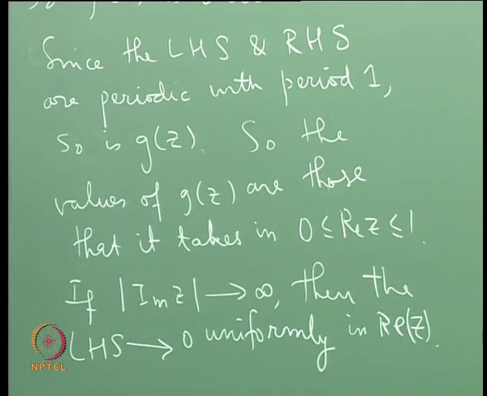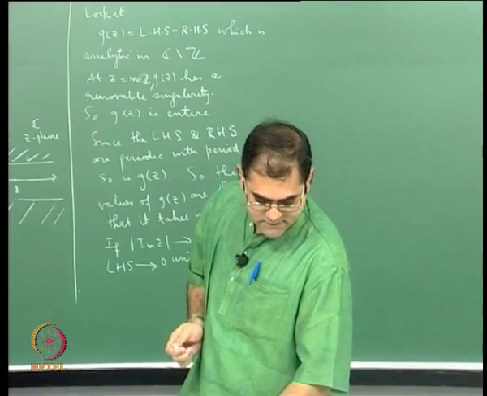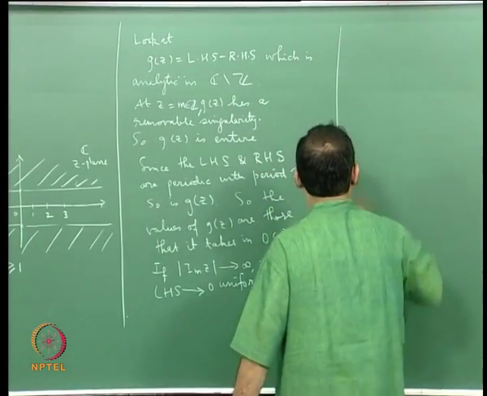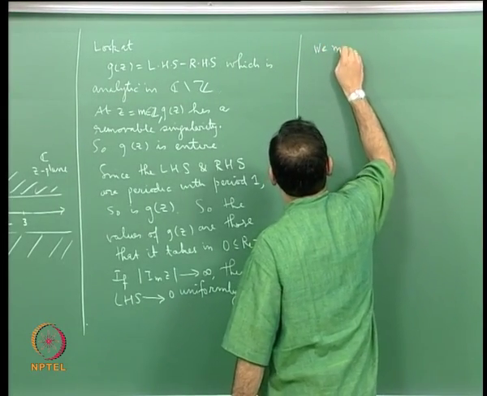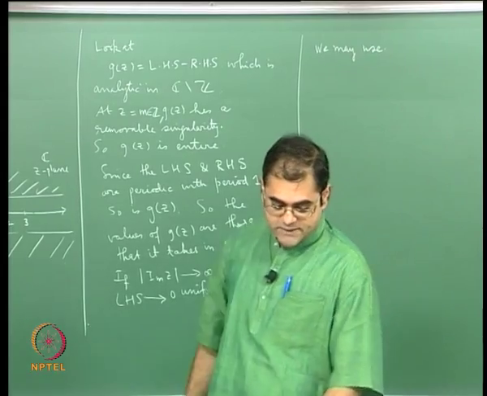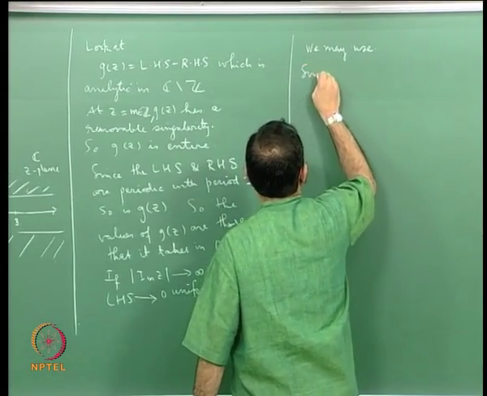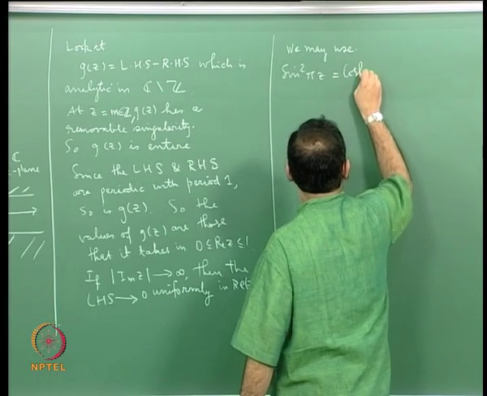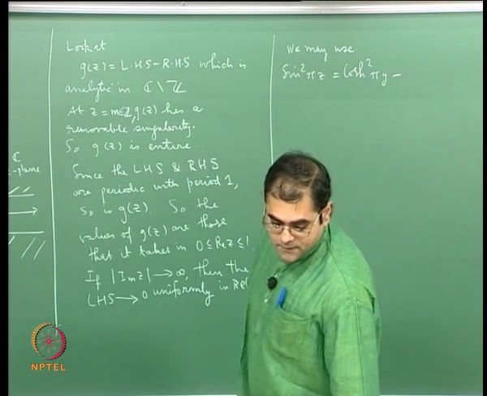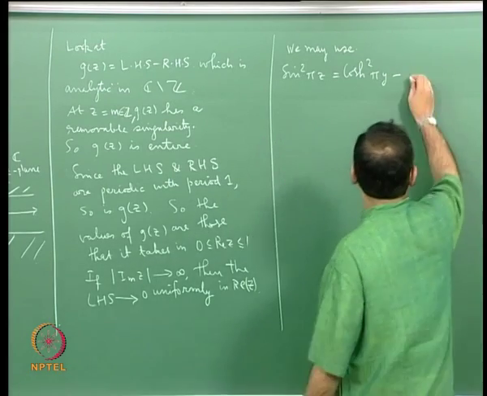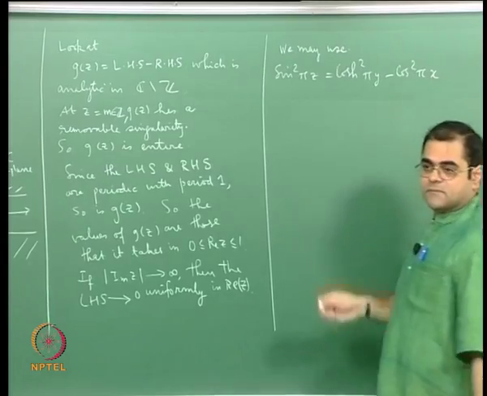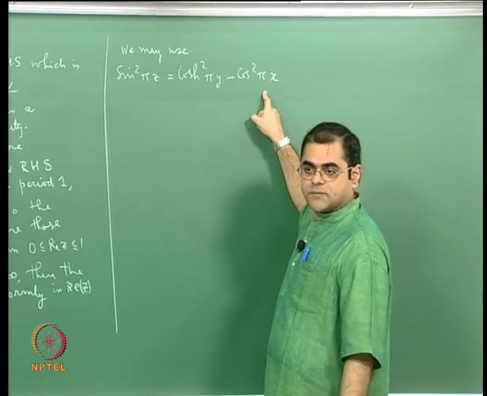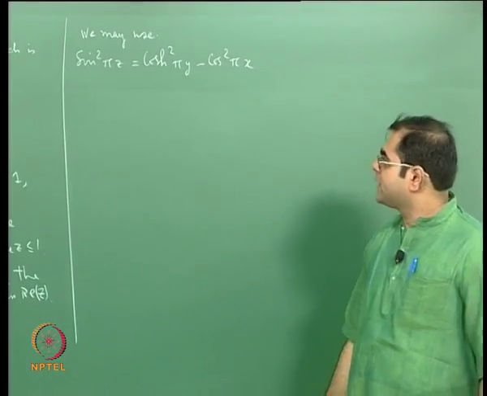That is basically because you must all be familiar with the fact that we may use sin squared pi z. If you expand it, it is cos h squared pi y minus cos squared pi x. These are elementary identities. So you can use this to infer that; this is very easy to see.